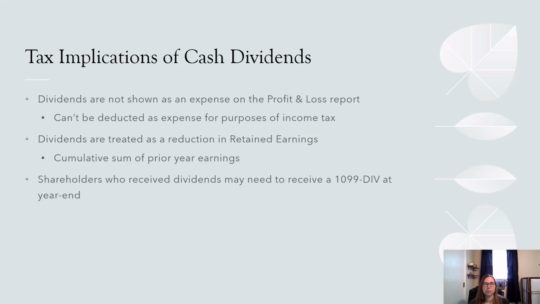Retained earnings is simply the cumulative sum of prior year earnings. Shareholders who receive dividends might need to receive a 1099 DIV at year end, and that's something that I recommend talking to a tax preparer about to see whether you would do that or not.